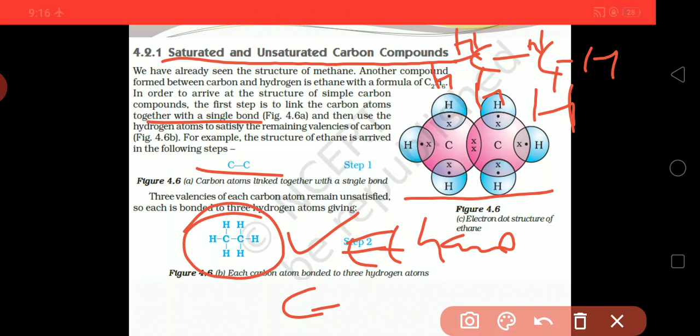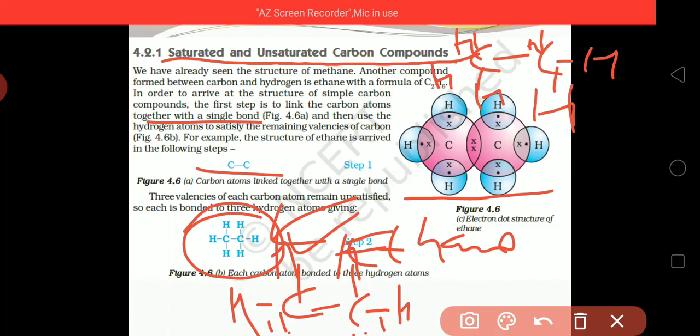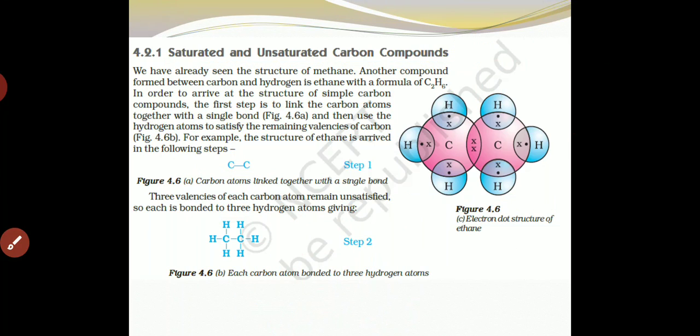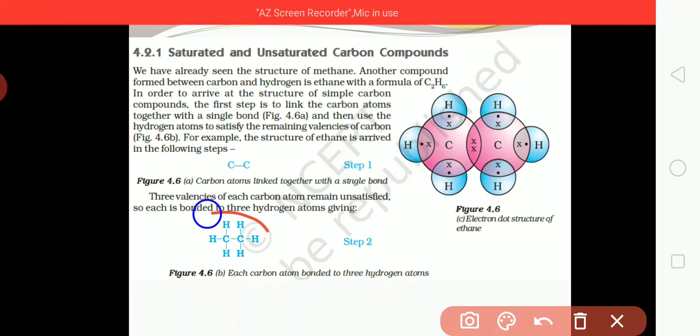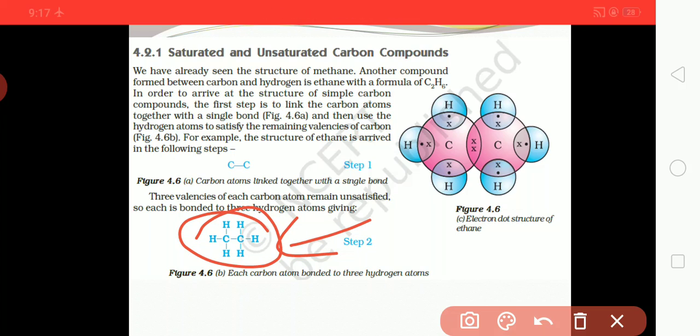Hydrogen, hydrogen, hydrogen, and another three hydrogen. So ethane will be formed. In that ethane you can see that only single bonds are seen. Only a single bond is there between two elements, between two carbons, and between carbon and hydrogen also.